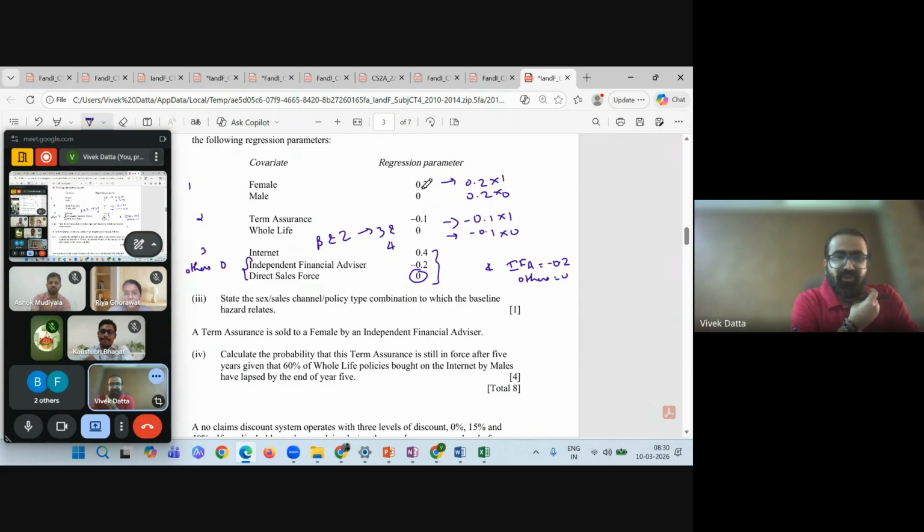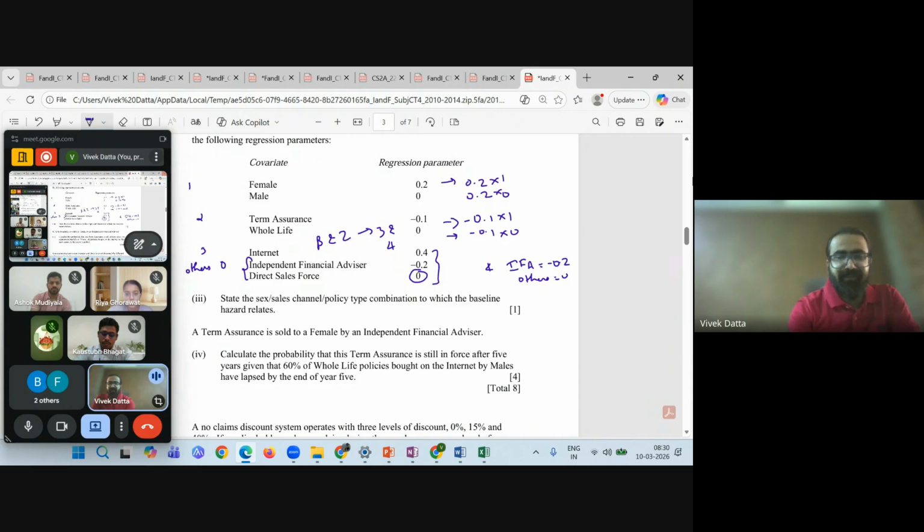Yes, understood how you look at the betas? Now, what is the sum telling me? The sum is telling me that 60% of whole life policies bought on the internet by males have lapsed by the end of year 5. So what does it mean? It means that, how many still in force? 40%. How many lapsed? 60%. Now, how will you solve this?